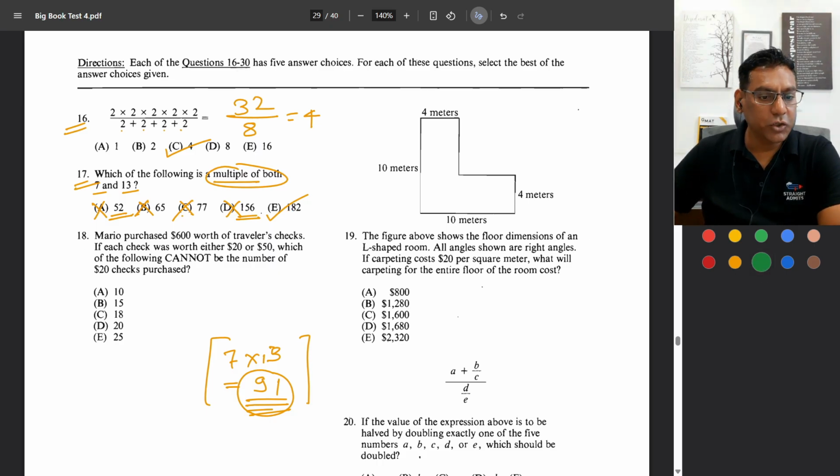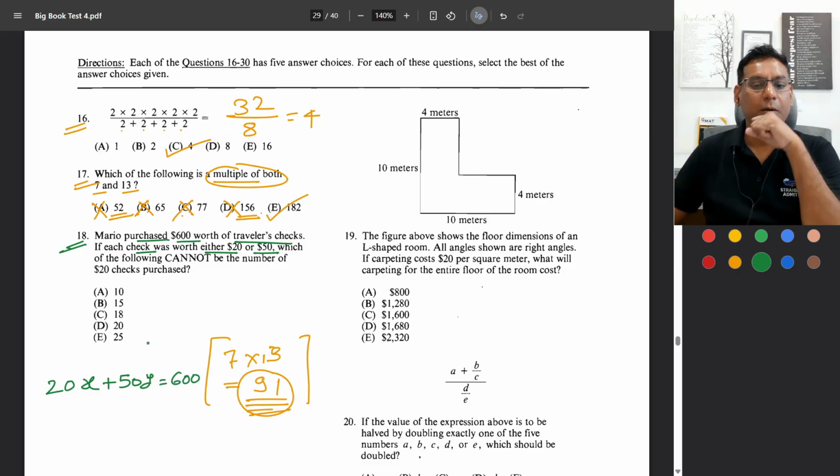Okay. Question 18. Mario purchased $600 worth of traveler's checks. Okay. If each check was worth either $20 or $50. Okay. So let's say $20 he got x checks, $50 he got y checks. Together, both of them cost 600. Right. Which of the following cannot be the number of $20 checks purchased?